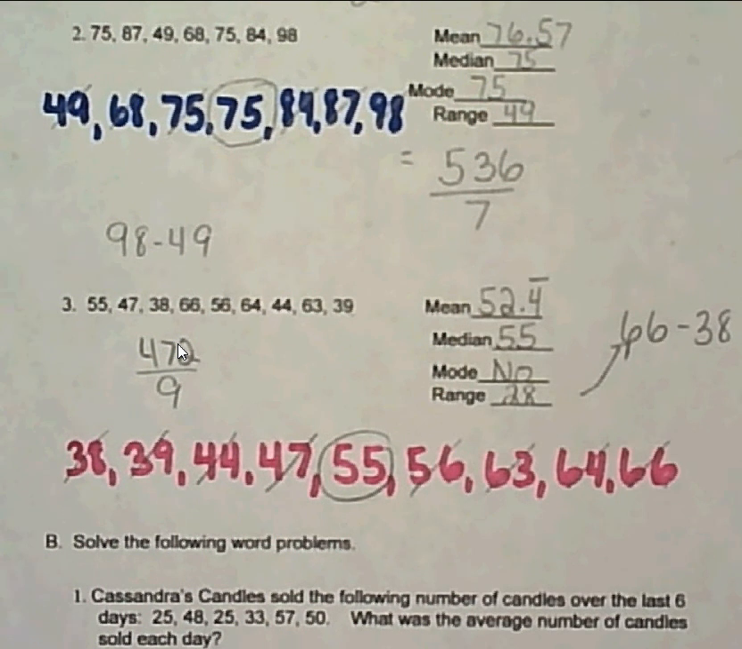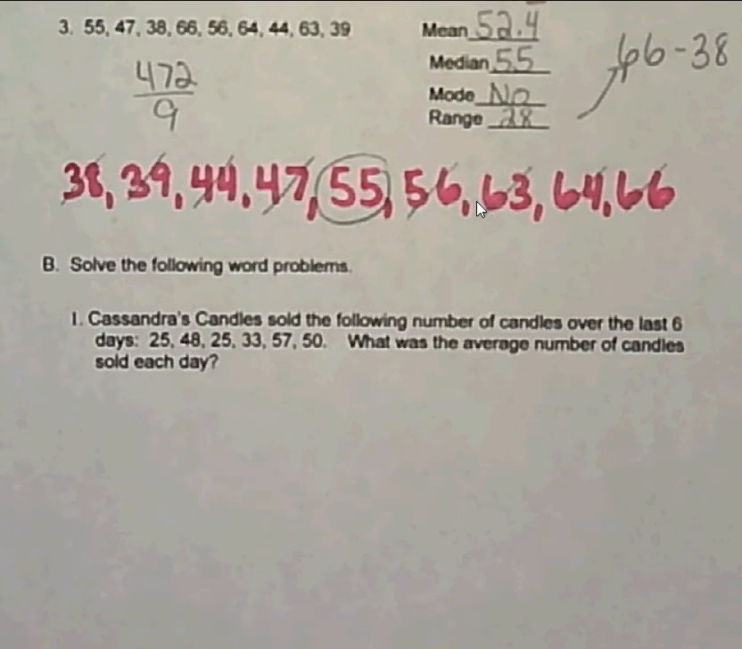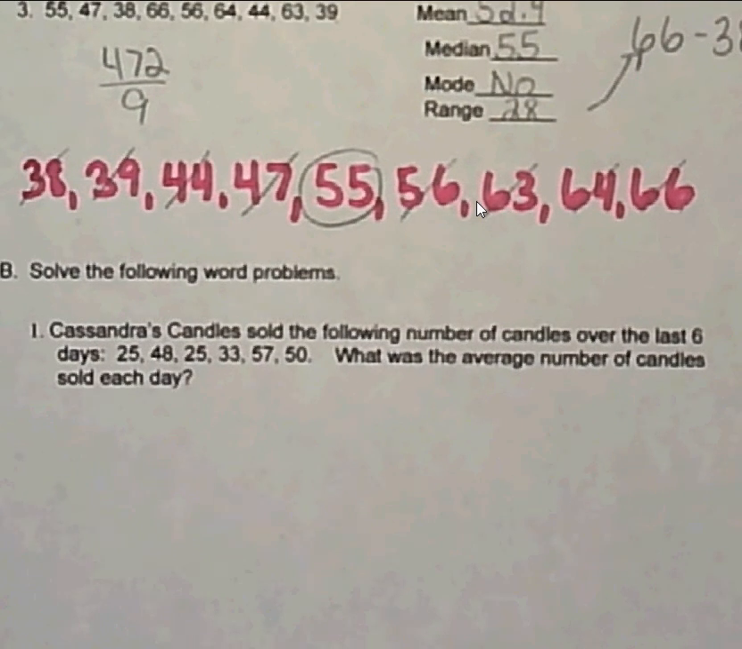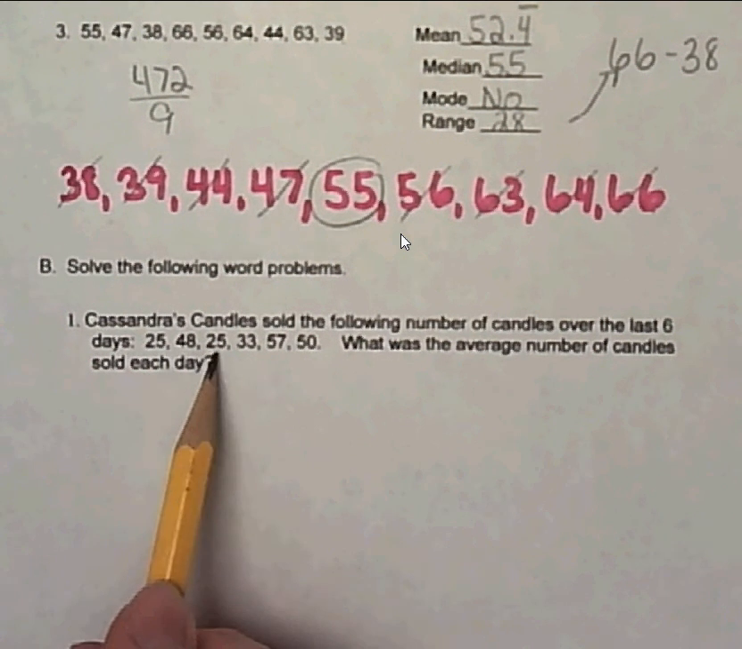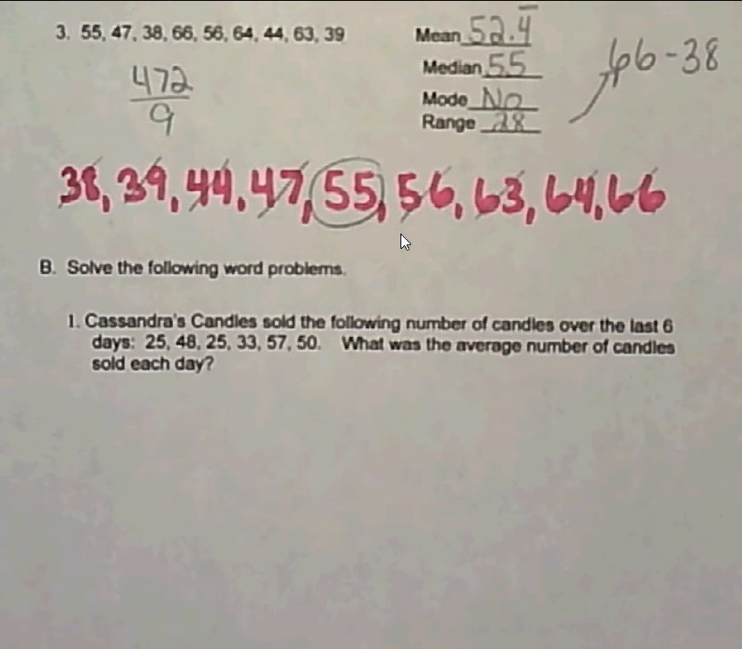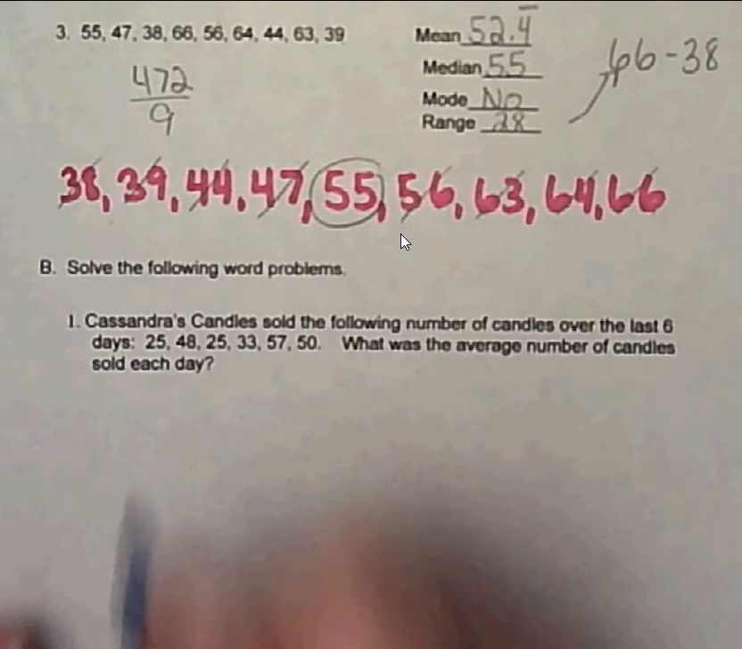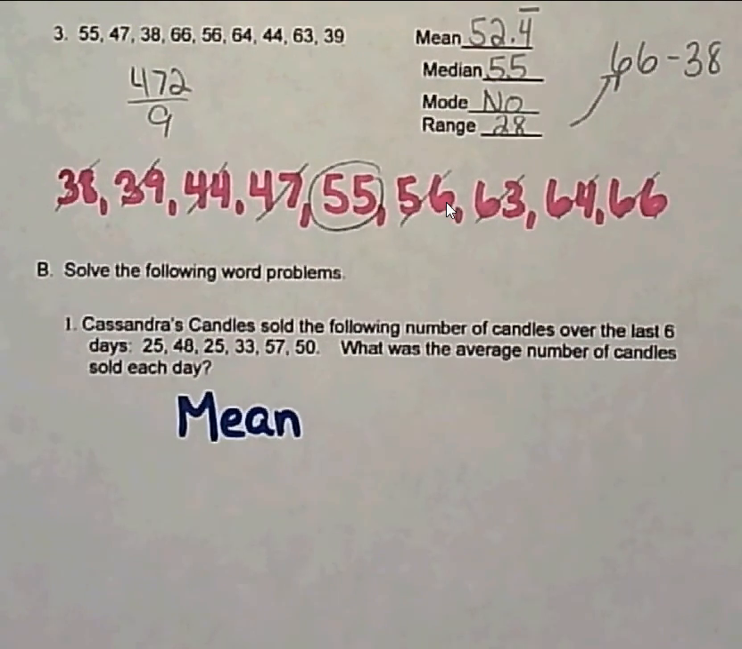Okay, let's try one word problem. Letter B says, Cassandra's Candles sold the following number of candles over the last 6 days. 25, 48, 25, 33, 57, and 50. What was the average number of candles sold each day? If we're talking about average, we want to find the mean. So see if you could find the mean of those numbers.